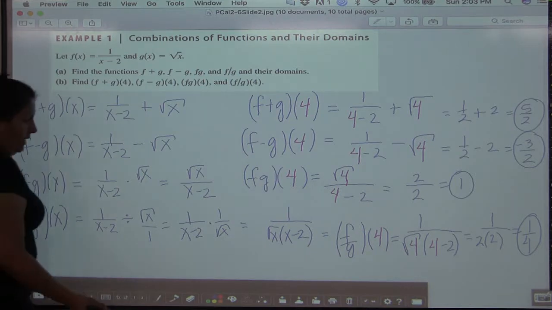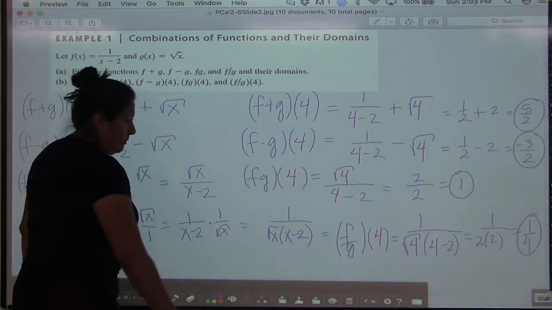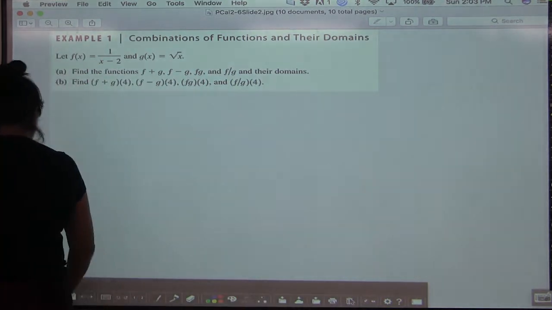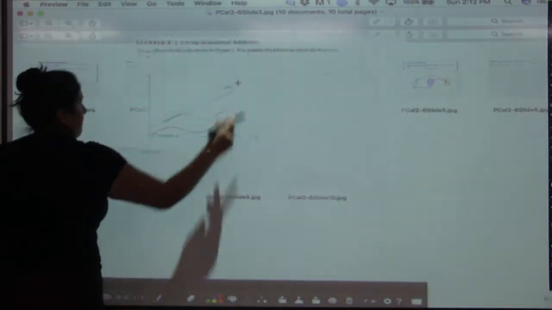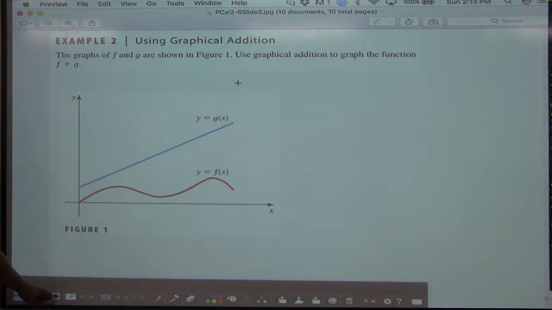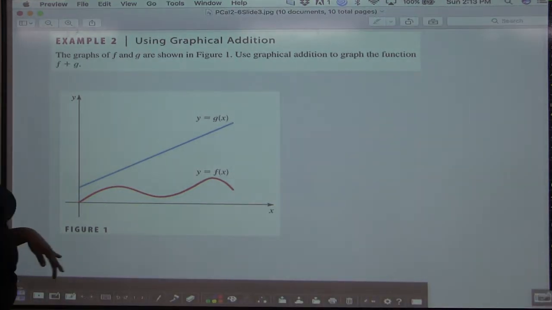Now we're going to go ahead and go to our next example, and it's kind of a weird one, but I'll walk you through it. We're doing the exact same thing that we just did. We're adding two functions together. In this case, it's called graphical addition, but don't let it scare you. The graphs of f and g are shown in figure 1. Use graphical addition to graph the function f plus g.